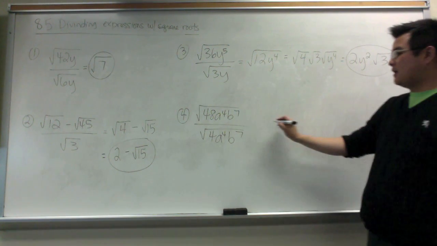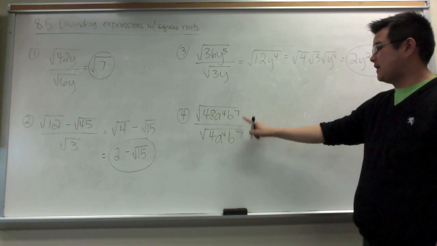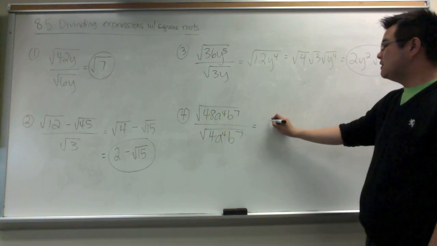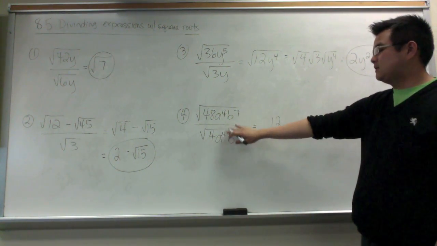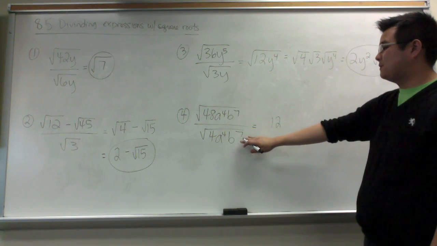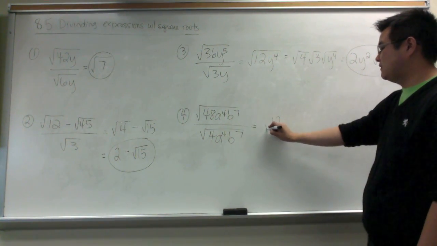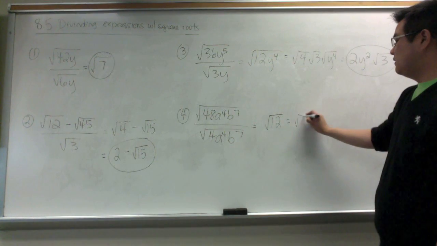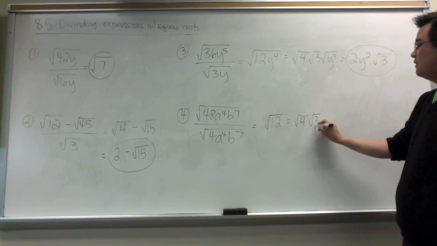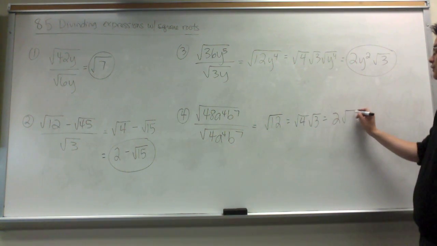In this example, I'm going to simplify, again, divide into it. 4 goes into 48 12 times. A to the 4th and a to the 4th divide out. B to the 7th and b to the 7th divide out. So I have square root of 12, which I can break up into 4 and 3. And my final answer is 2 root 3.